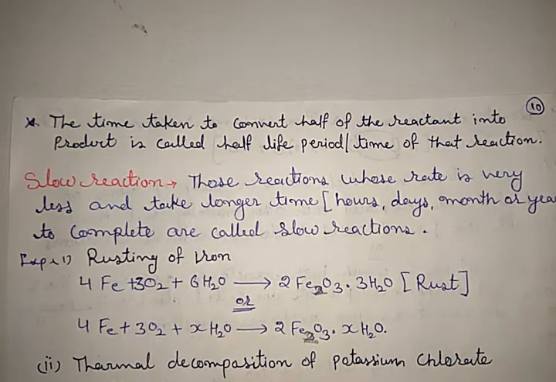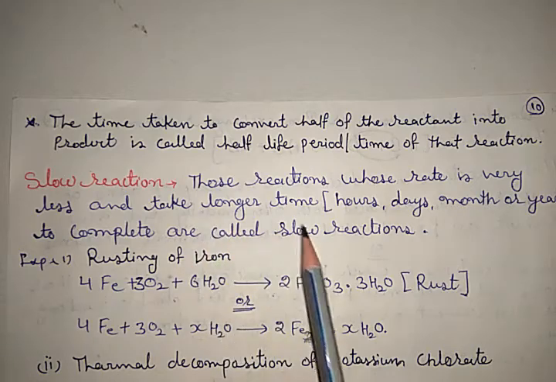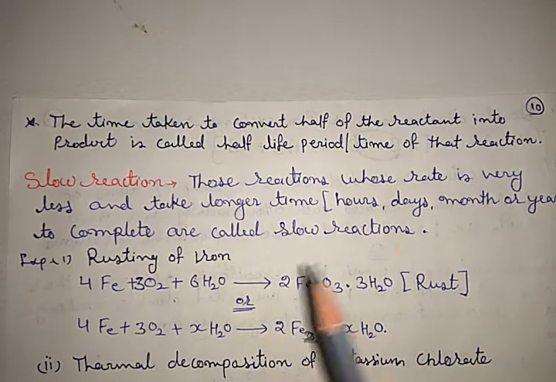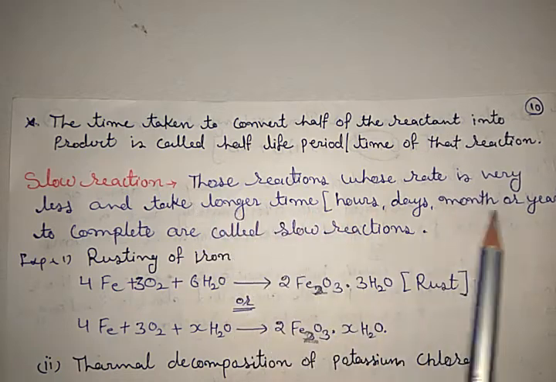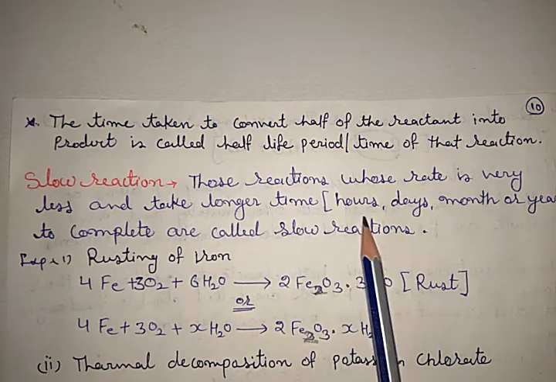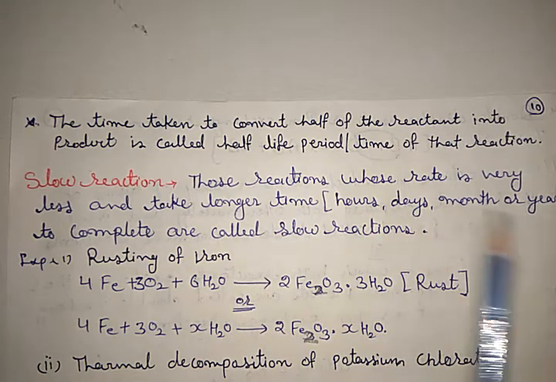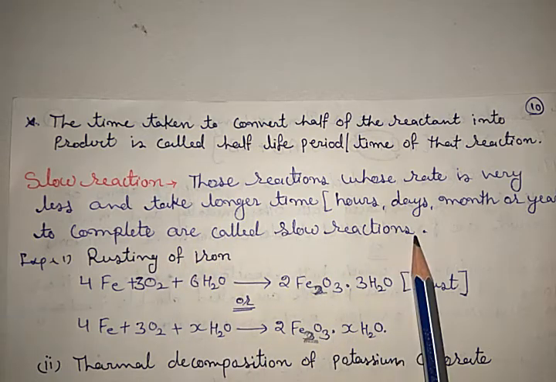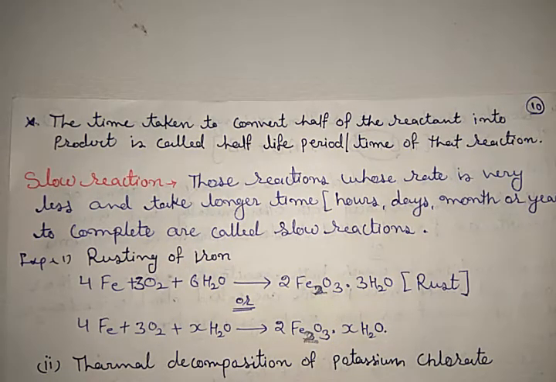Now slow reaction, which is just opposite to the fast reaction. In the fast reaction, the rate of reaction is very high. Here the rate of reaction is very low. Fast reactions are completed in very short time, while these reactions take longer time. So we can define slow reactions as those whose rate is very low and which take longer time, which may be hours, days, months or years to complete.